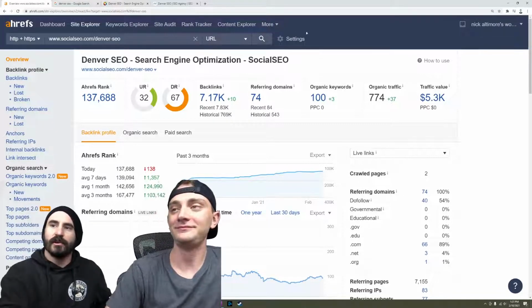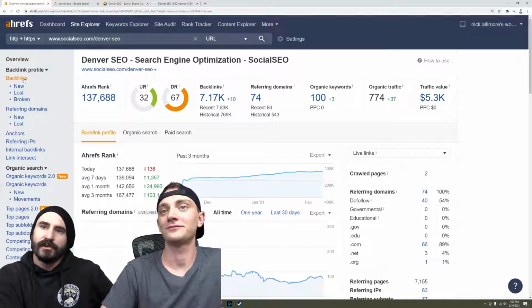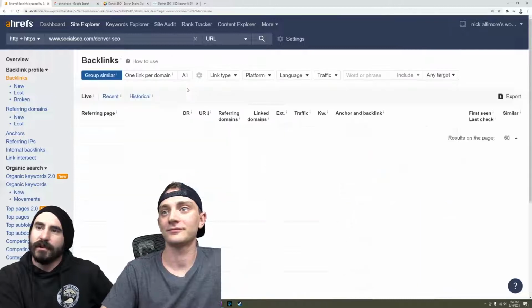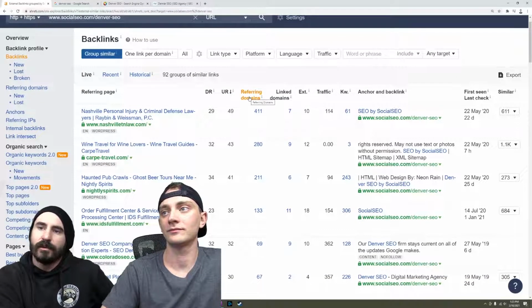I'm just saying it'd be worthwhile to look at if you're running through competitors real quick. But you can also click on backlinks and actually run through them. Not all backlinks are created equal, right?